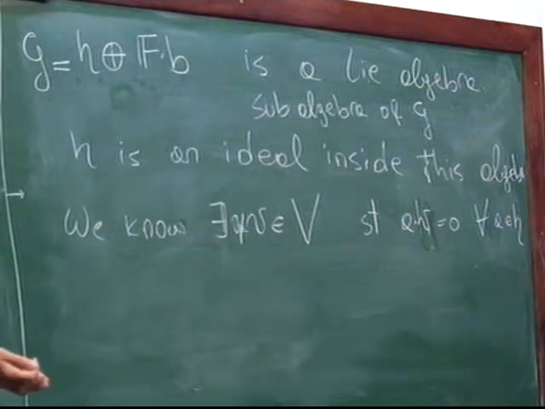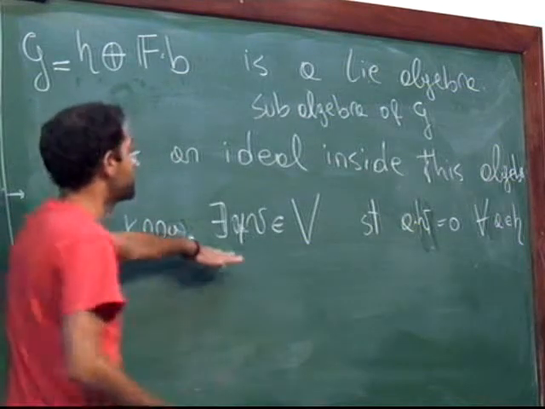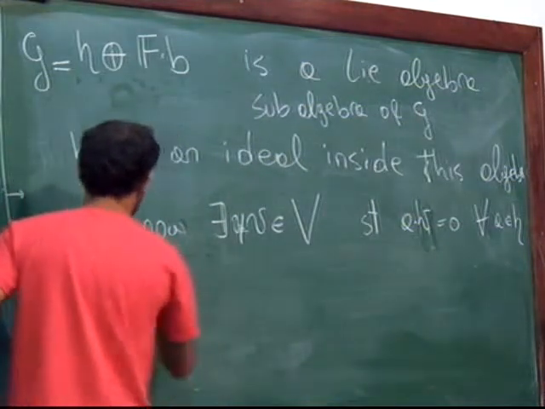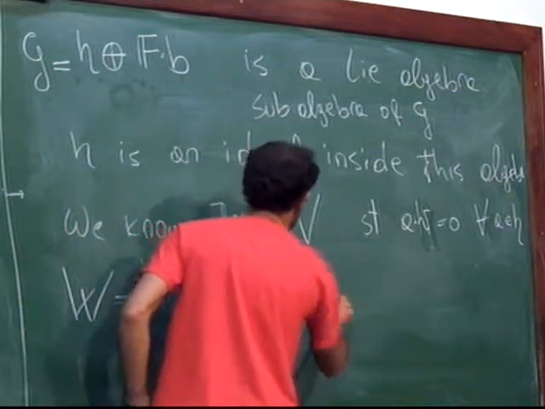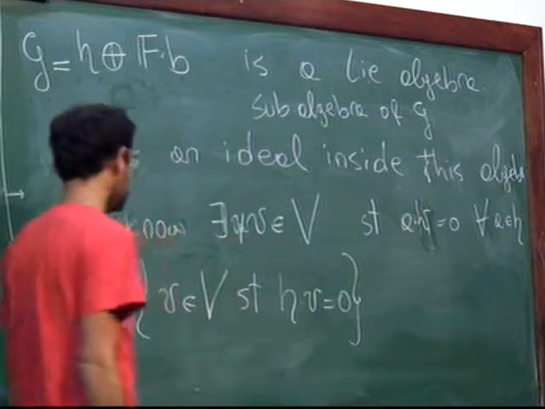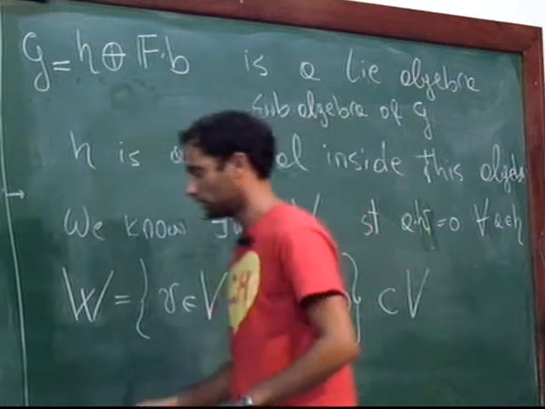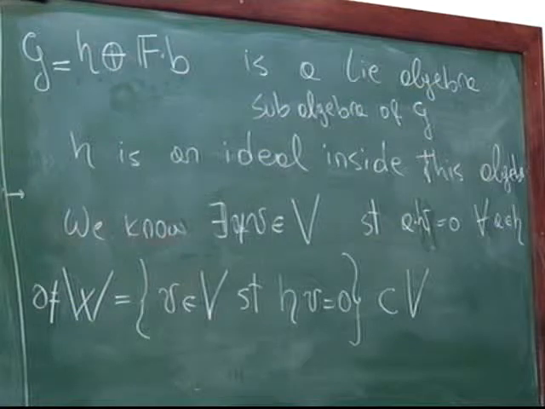If I have two such vectors, their sum is also such a vector. So the space of all such V's is a vector space. So let's call W the space of V in V such that HV is equal to 0. This is a subspace of V. And it's non-empty. At least there's one. Moreover, W is G invariant.